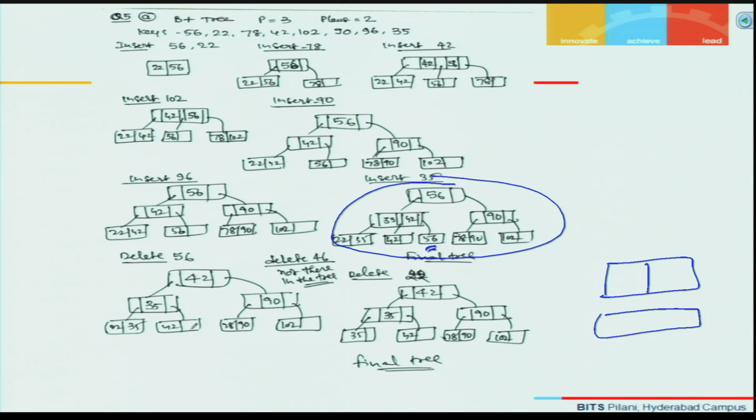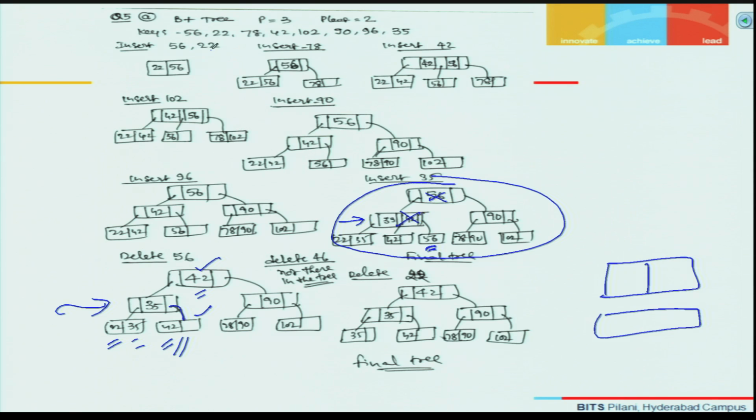What am I doing here? I am borrowing 42 and then eliminating this, and in this node now there is only one key available, that is 35, and this right hand pointer will point to this bucket which contains 42, and here 22 and then 35. And since 56 is not there, now I will take that 42 to the next level. I am making it 42, and 35 is less than 42, there is no problem, and 90 is greater than 42, there is no problem, and this is after deleting 56.